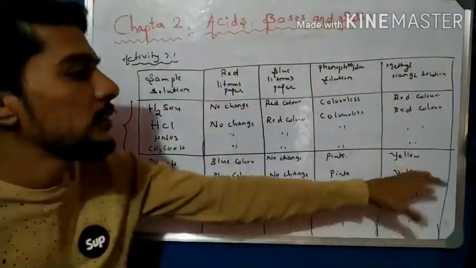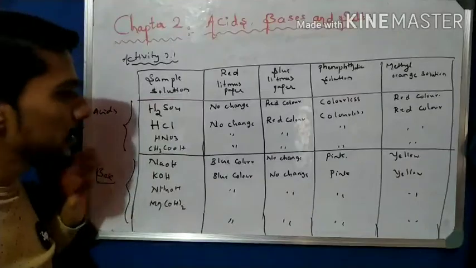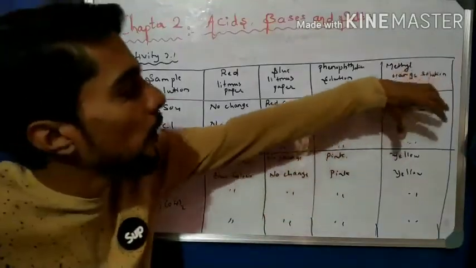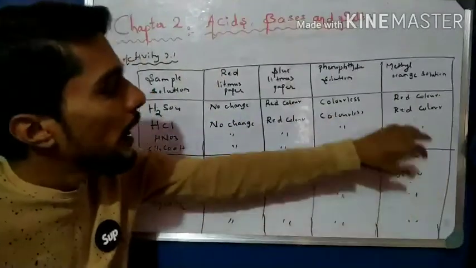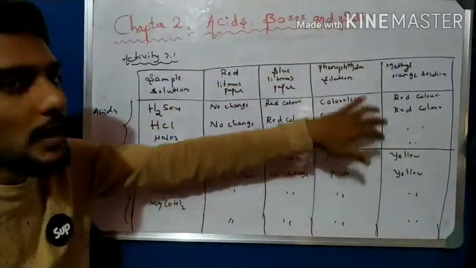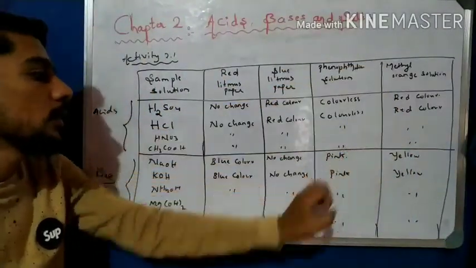And yellow is for the base. There are two colors of methyl orange: one is red, one is yellow. Red is the danger color for acid, and next is yellow. And phenolphthalein is colorless and pink. Colorless is for acid and pink for base.